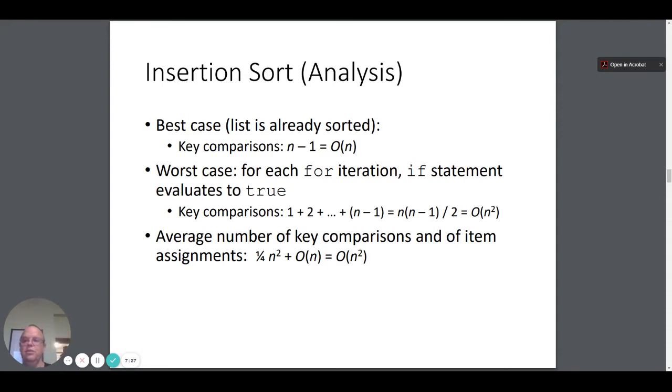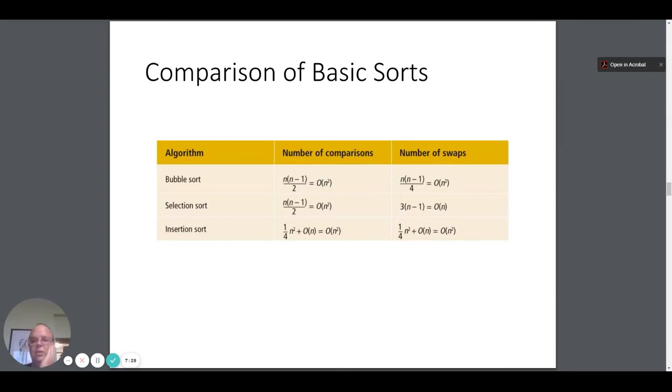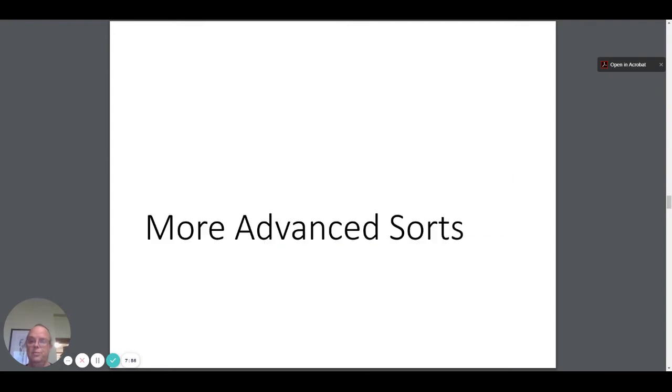So for these basic sorts, if you summarize them, bubble sort comparisons is O of n squared, swaps is O of n squared. Selection sort, number of comparisons is O of n squared, and swaps is O of n. So it's slightly better on the swaps. Insertion sort is O of n squared for both comparisons and swaps. So out of these, selection sort is kind of the most efficient based on the number of swaps.